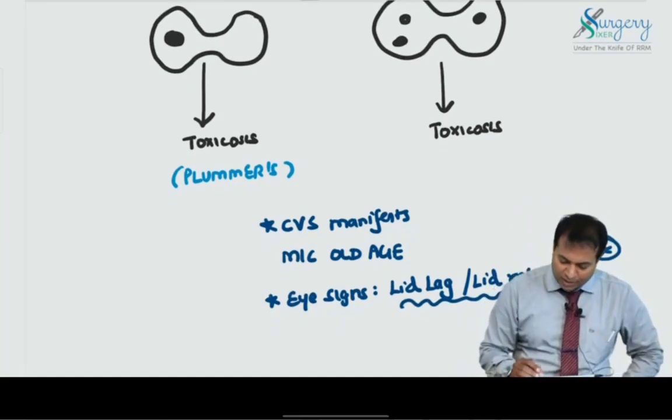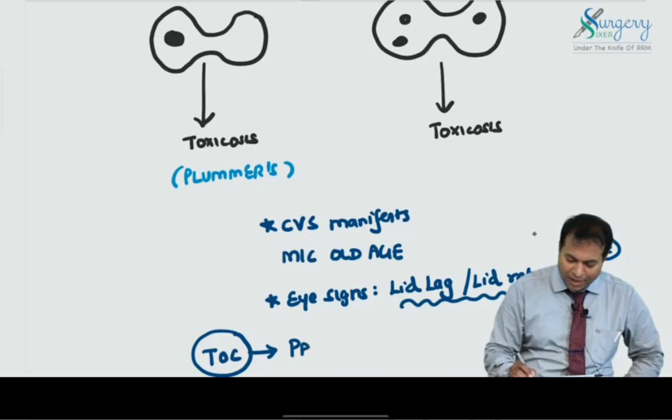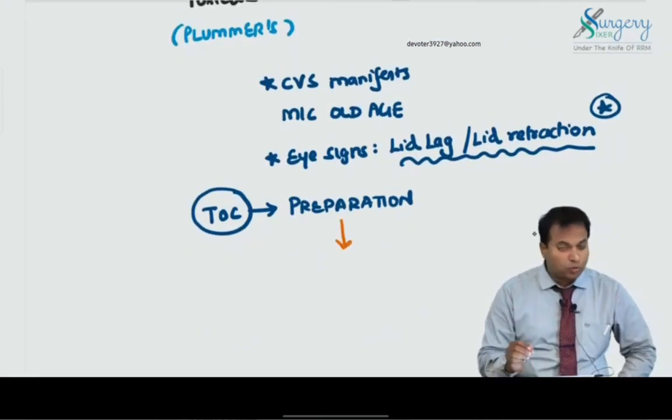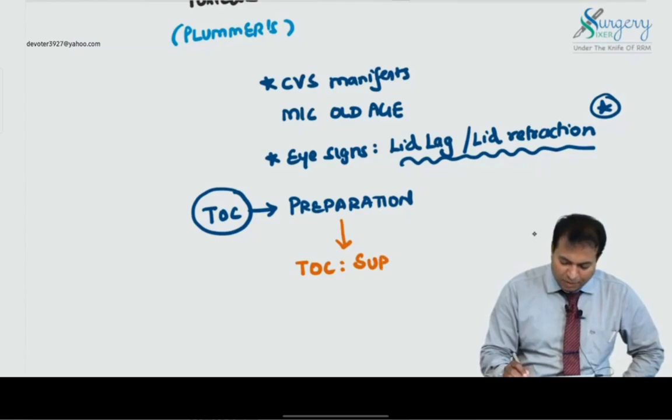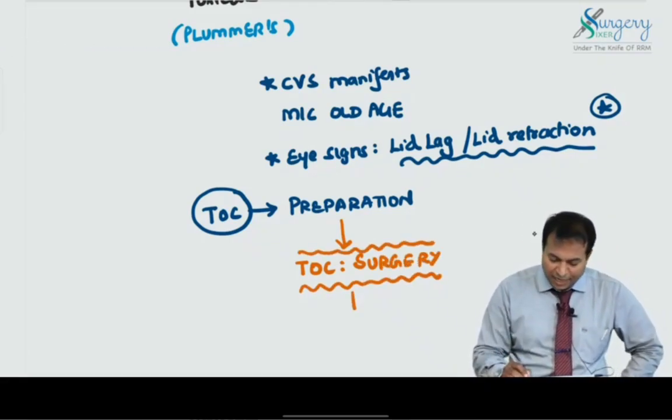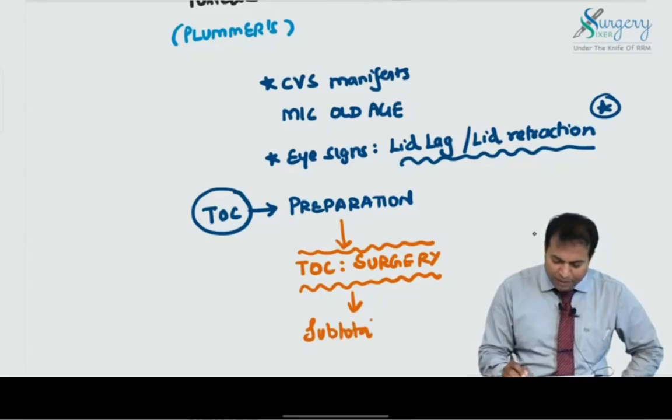So the treatment of choice for these patients is the same as Graves. We have to prepare them to euthyroid status. After they become euthyroid, only then should we plan for treatment. Here the treatment of choice is surgery, because there are nodules. Radioactive iodine is not usually used. We mostly use surgery. Subtotal or total thyroidectomy both can be done for these patients.